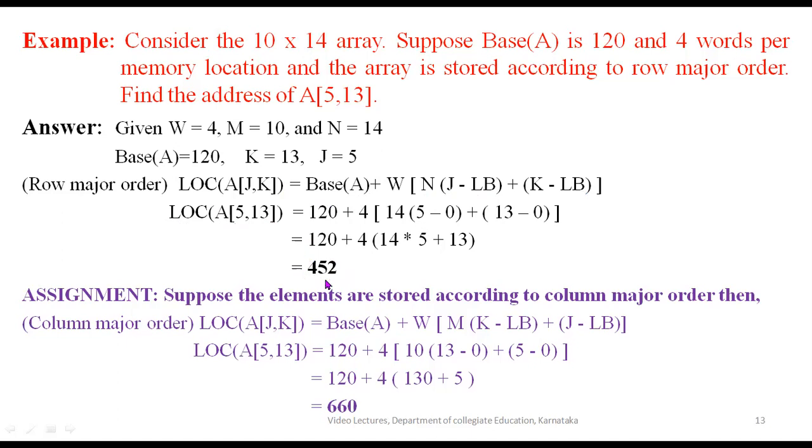Now for the same array, suppose the elements are stored according to column major ordering, then we can find the location of A of 5, 13. To do this, we use the formula for column major order, which is location of A of J, K is equal to base of A plus W into M times K minus LB plus J minus LB. So here again, after substituting the values, we get the location of A of 5, 13 as 660.